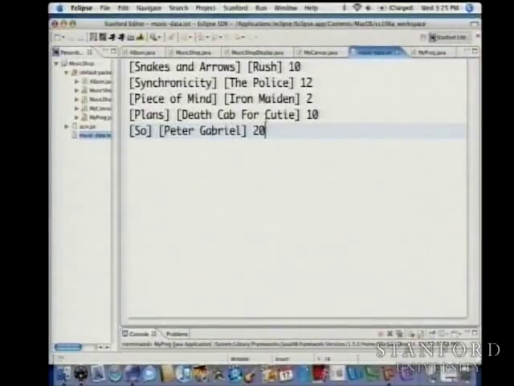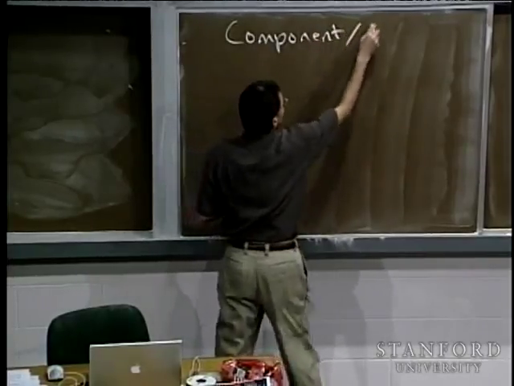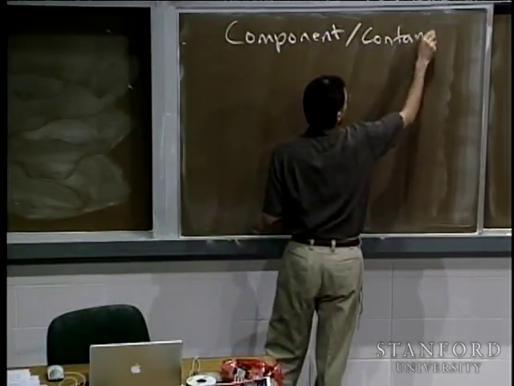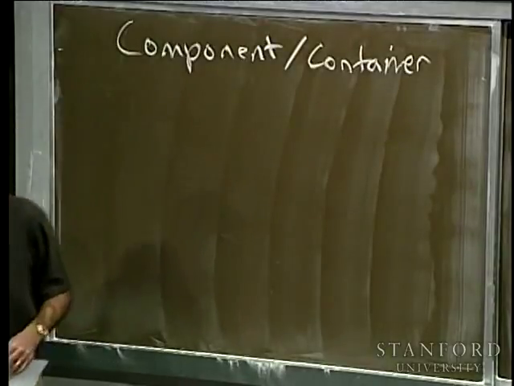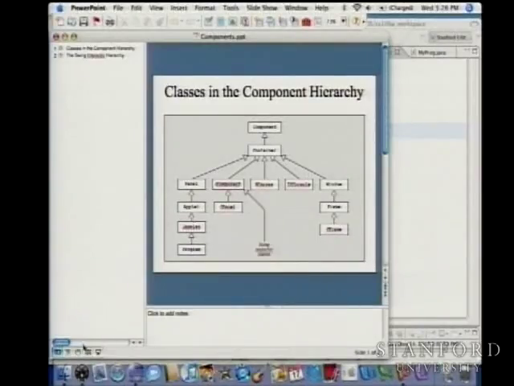Okay? So what we want to think about is actually building programs that have this kind of property. And to understand how programs that have this kind of property work, what we need to think about is something known as a component, and related to that is a container. Okay? So first of all, I'll show you all the classes in Java that pertain to components and containers. Not all of them, but a good number of them.